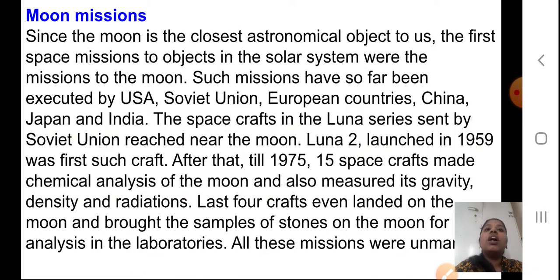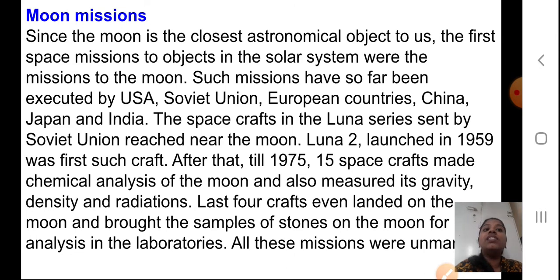We'll proceed. Moon missions. Okay, since the moon is the closest astronomical object to us, the first space missions to objects in the solar system were the missions to the moon. Such missions have so far been executed by USA, Soviet Union, European countries, China, Japan and India. The spacecrafts in the Luna series sent by Soviet Union reached near the moon. Okay, Luna 2, launched in 1959, was the first such craft.